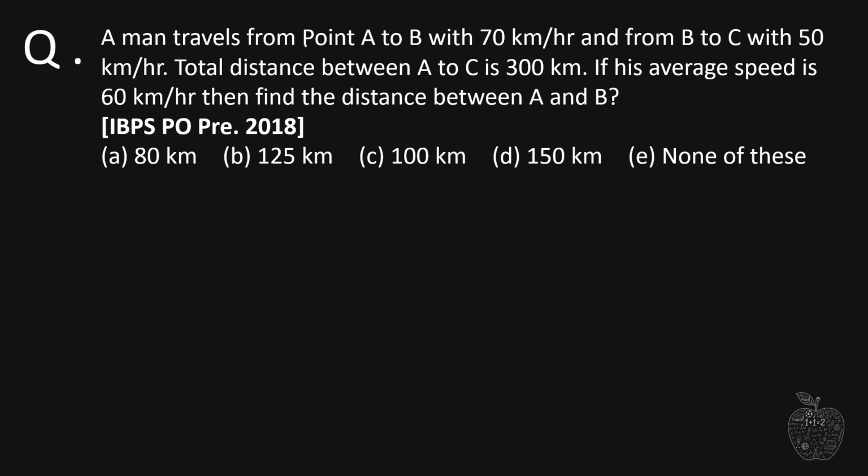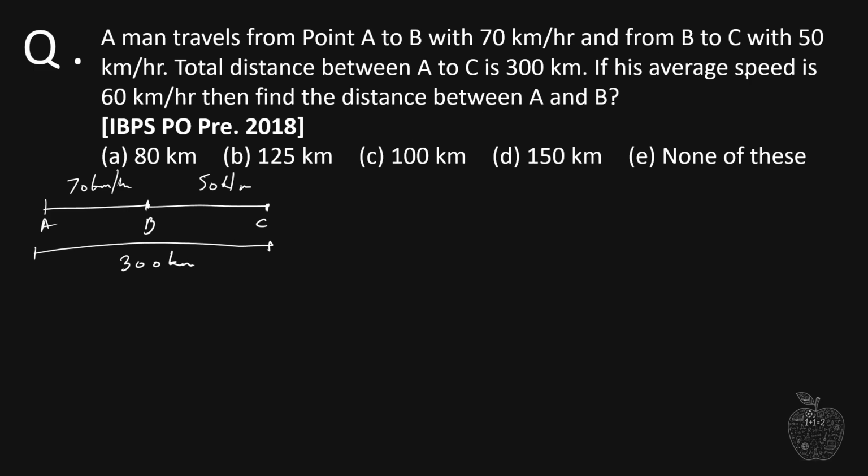Okay, so a man travels from point A to B with 70 kilometers per hour, A to B, and from B to C with 50 kilometers per hour. Total distance between A and C is 300 kilometers. If his average speed is 60 kilometers per hour, then find the distance between A and B. So let's call this distance x.